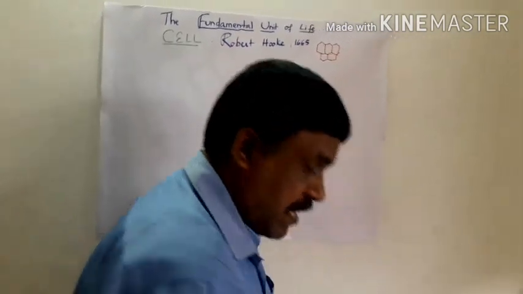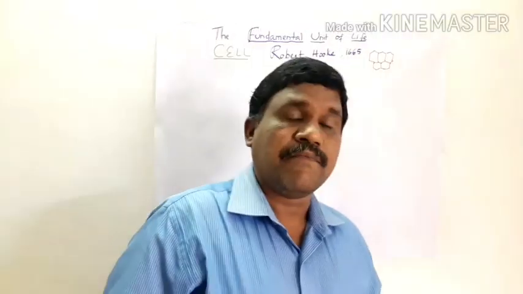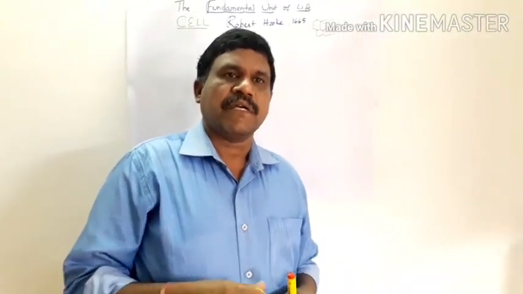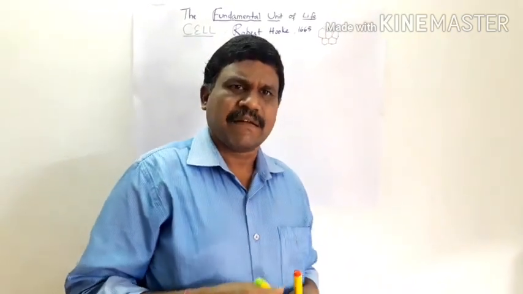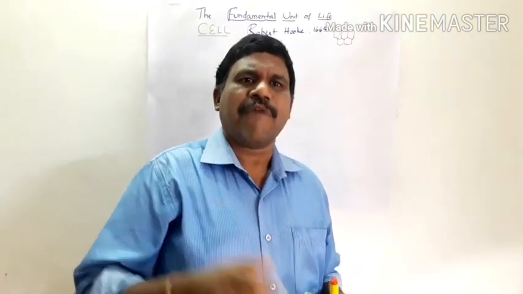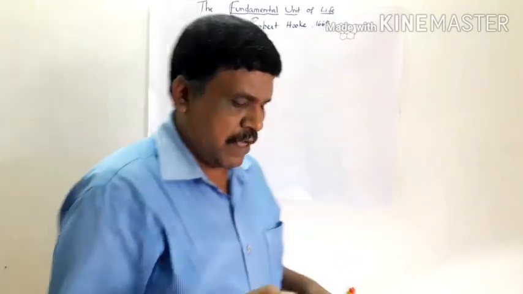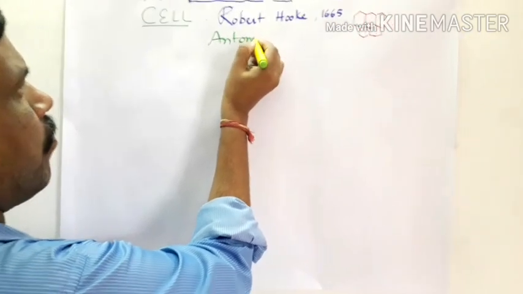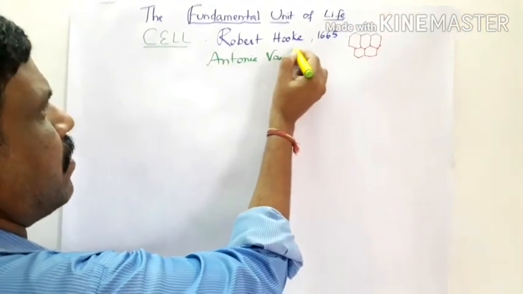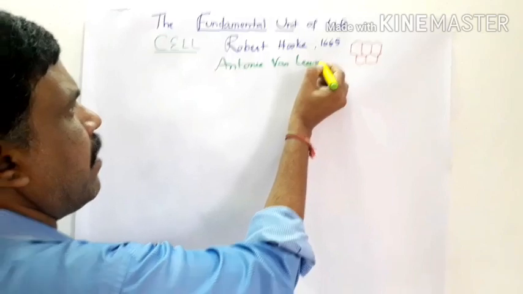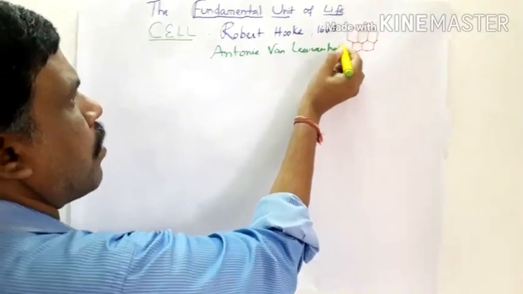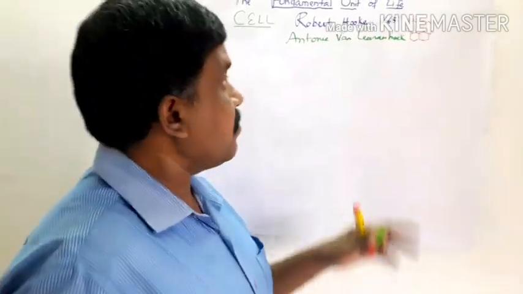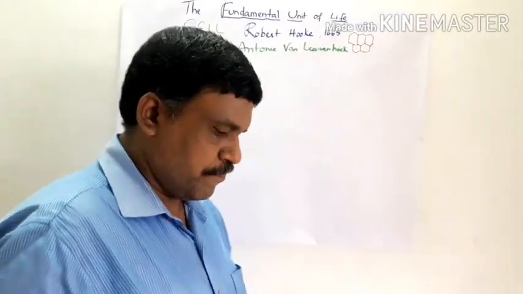Earlier, there was another man who also observed many living cells. He was a Dutch dry fruit dealer, and his name was Antonio van Leeuwenhoek. He also observed many living cells, but the actual name was given by Robert Hooke.